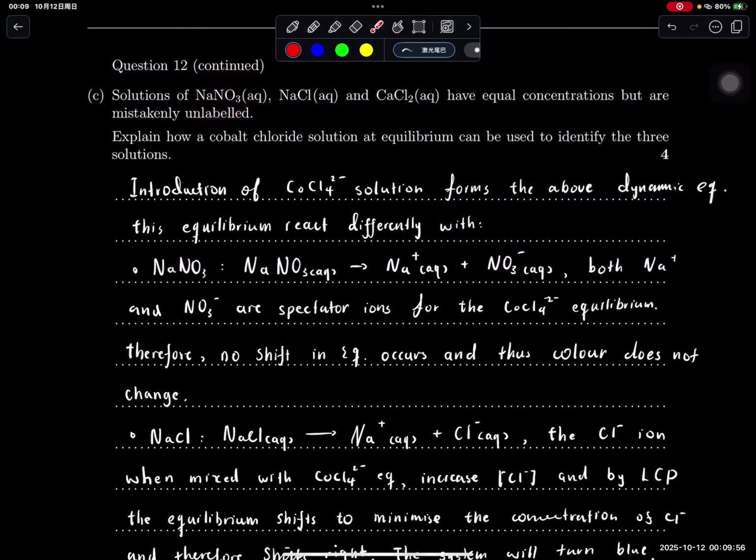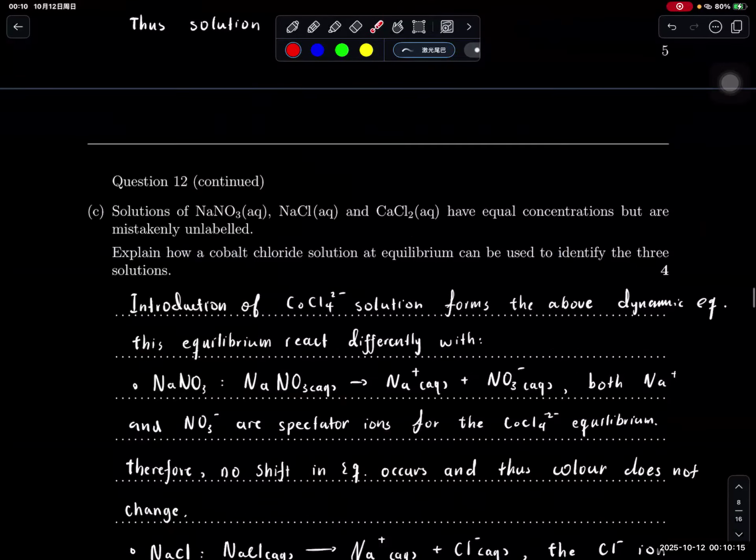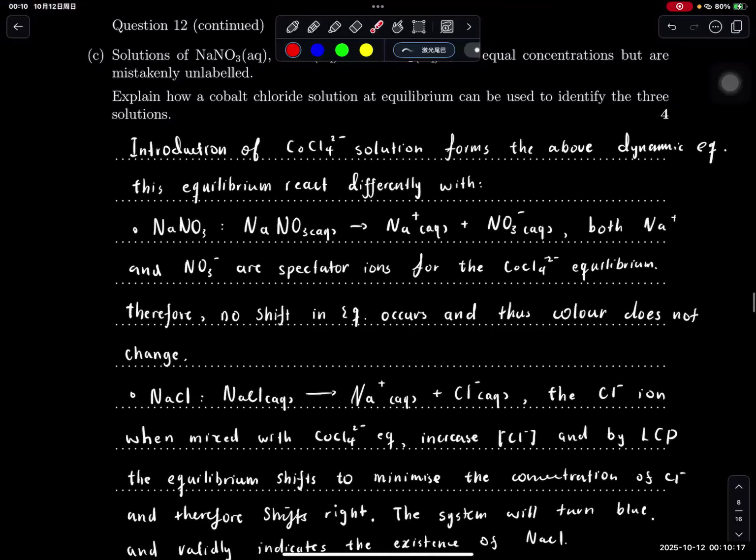Sodium nitrate in a solution will dissociate into ions. Both sodium and nitrate ion are called spectator ions for the cobalt chloride equilibrium. They are not present in this equilibrium, so it doesn't really matter if they're there or not. They're spectating. So as a result, nothing's going to change. It's basically equivalent to adding water. So for sodium nitrate, nothing's going to change.